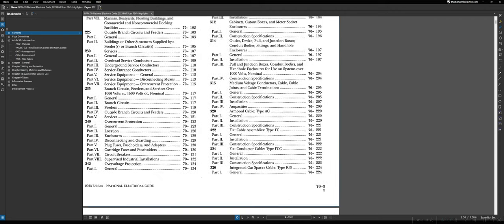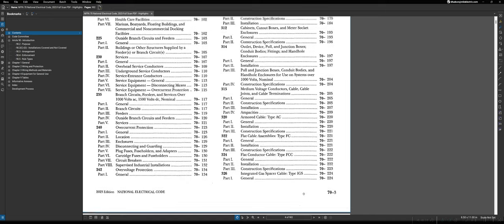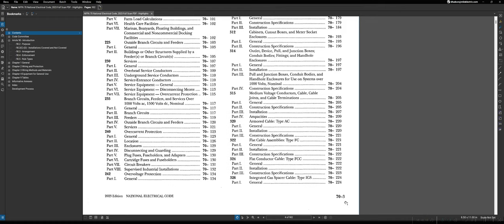Whenever someone references a page number in the NEC, they're referencing this number after the 70. The 70 is simply indicative of the fact that this is NFPA 70, or number 70 of their documents, and so on. However, that number after the dash is what to pay attention to in terms of a page number.